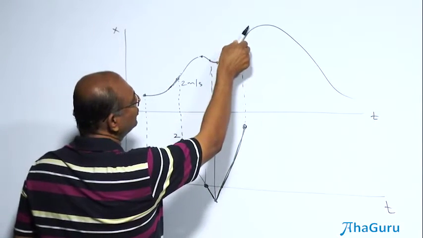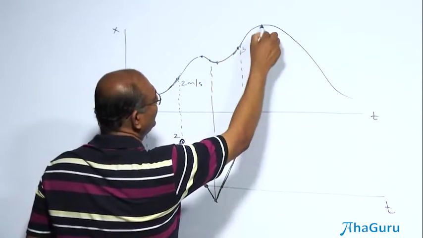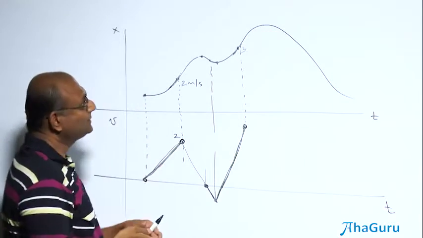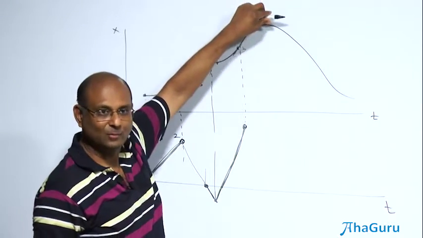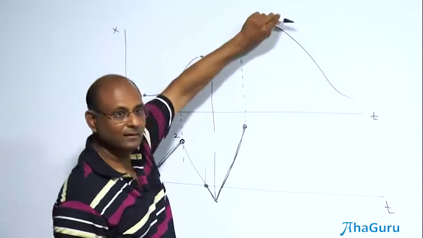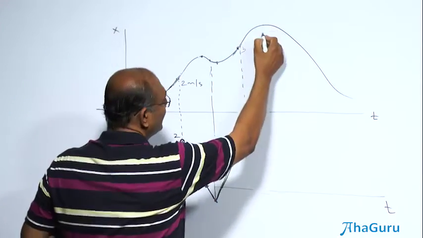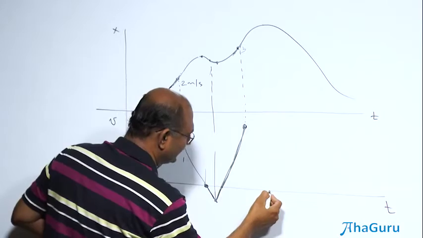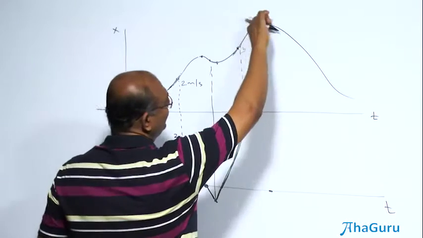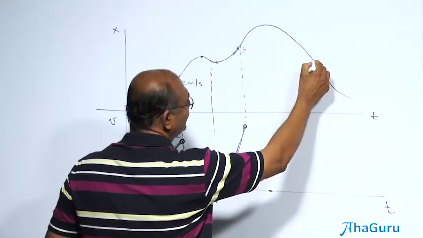Then it seems to slow down and become 0 here. How do I know the velocity becomes 0 there? Slope is flat. Right? So that point, the velocity is 0. And then it continues, let us say, till this place.